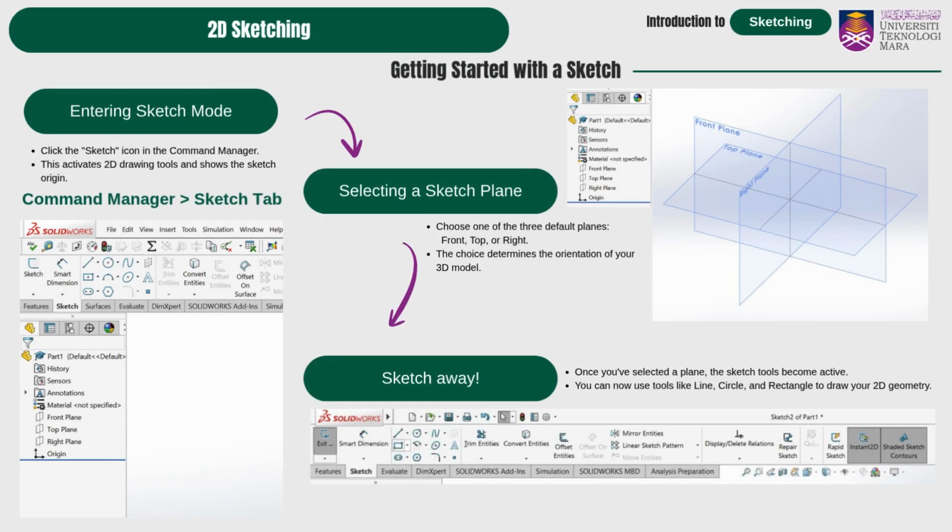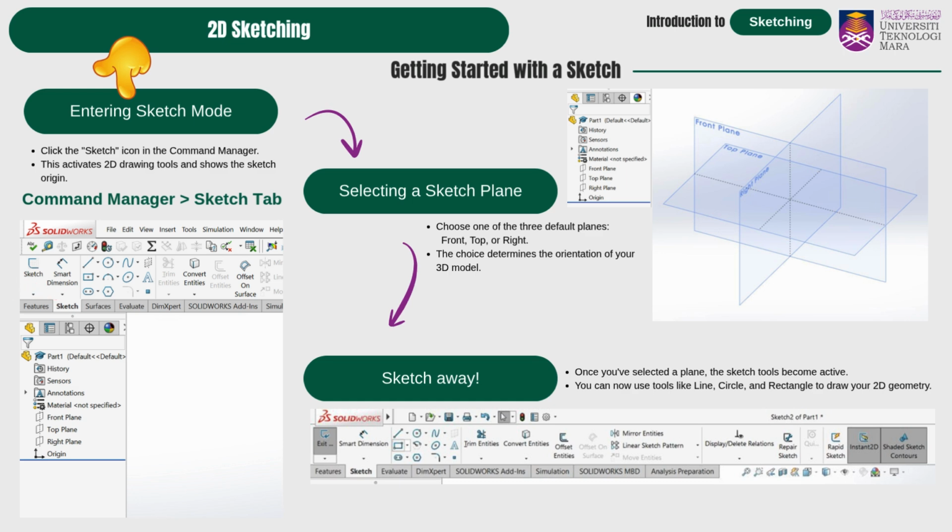How to start a sketch. Before you can begin sketching in SolidWorks, you first need to enter sketch mode. You can do this by clicking on the Sketch icon in the Command Manager. This tells SolidWorks you're ready to draw in 2D and it activates all of your sketching tools.